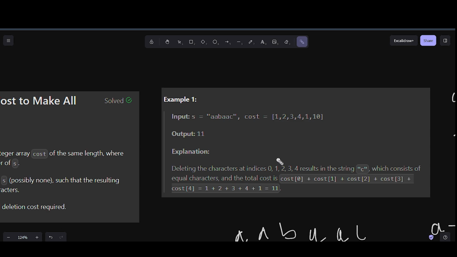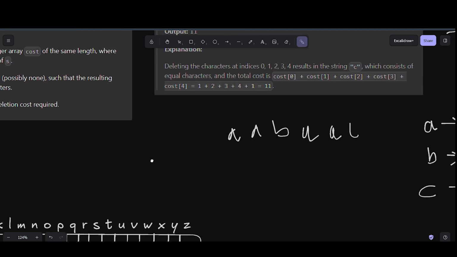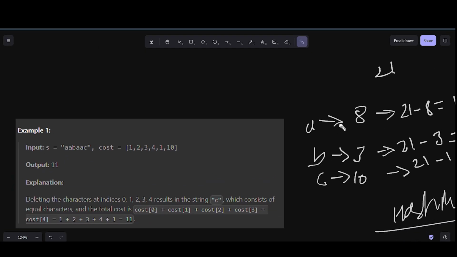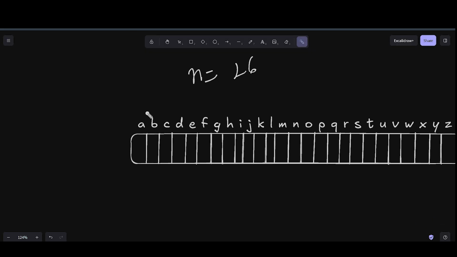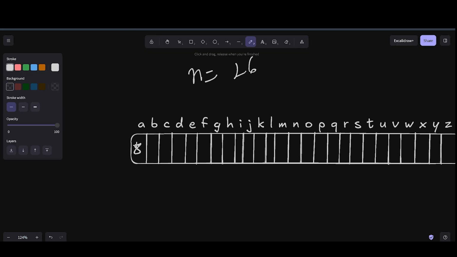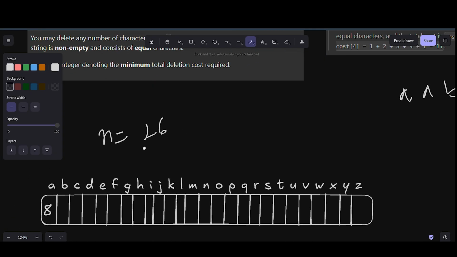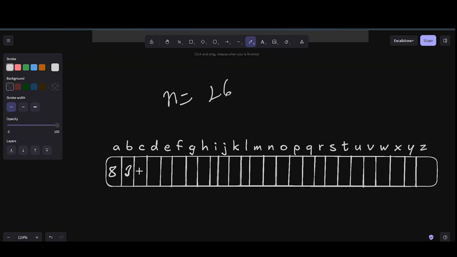So we have a b a c. We want to keep A. The total cost of A is 8, so come here and put 8 here. Then the cost of B is 3, and C is 10. If you have multiple characters, you fill out this array similarly. Which one is the highest cost? 10.